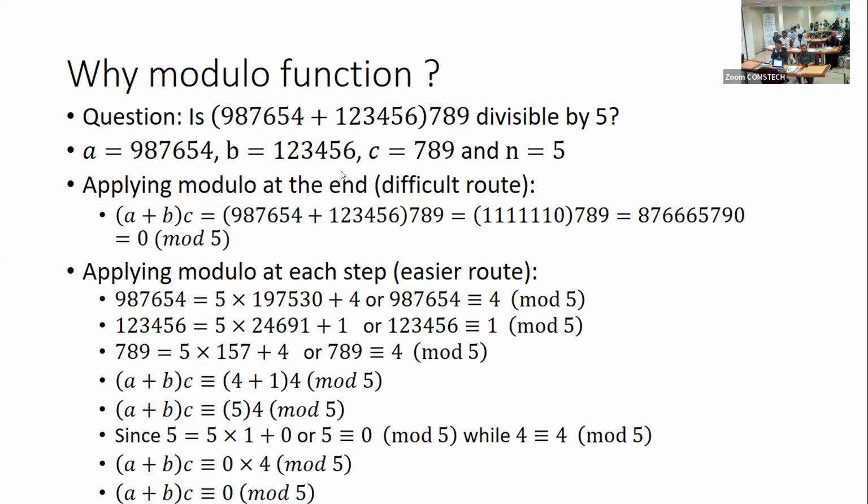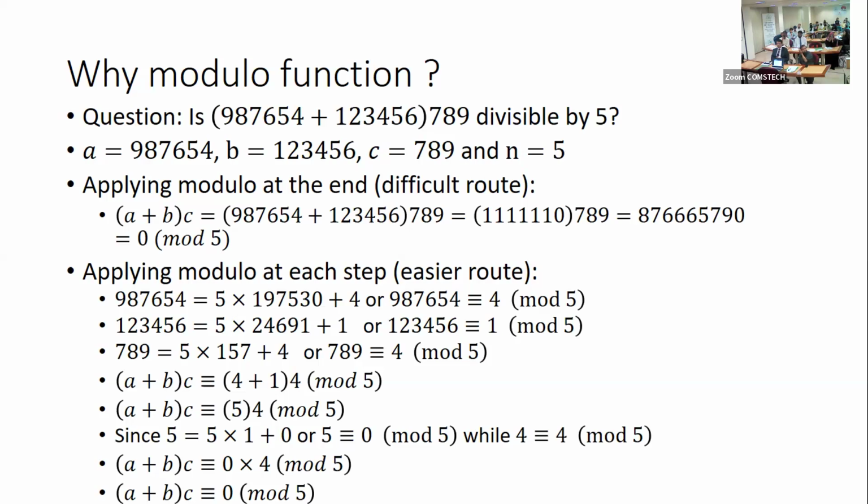Okay, so one number is 987654. The other number is 123456. And then the third number is 789. And I want n to be 5 here. Okay, so I want to see if a plus b, multiplied by c, is divisible by n, by 5. So why do I want this information? I need such information in cryptography. So you can end up doing that.